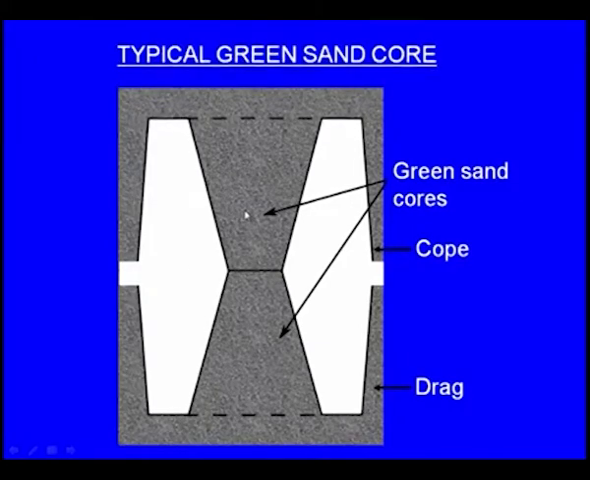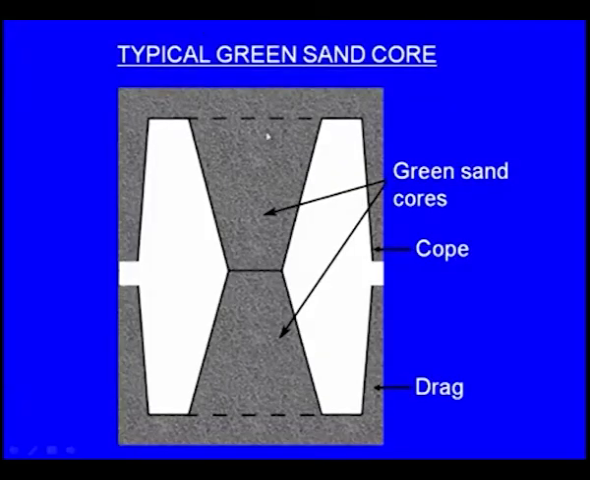But the thing is, we have not made a core separately. We have not kept a core separately in that particular location, but while making the mold itself, this feature is created, means the pattern is like this. So, this is the green sand core, means this core is made up of the green sand itself automatically, while we make the mold.